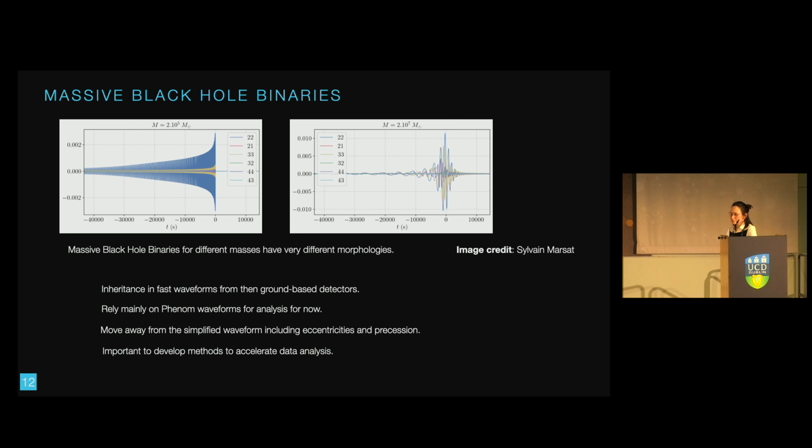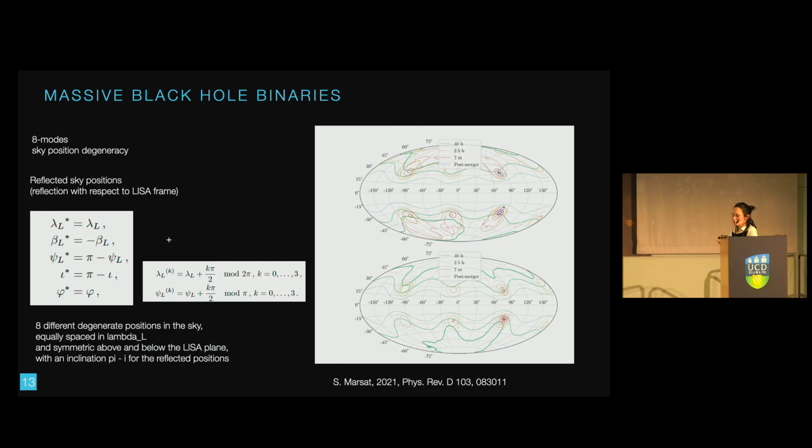To analyze them thus far, we inherit the knowledge of the waveforms from the ground-based detectors. Thus far, we have been using mostly the Phenom family of waveforms, and one of the kinds of research going on now is to try to move from these simple waveforms and include eccentricities and precession. It is also very important to develop acceleration techniques for massive black hole binaries.